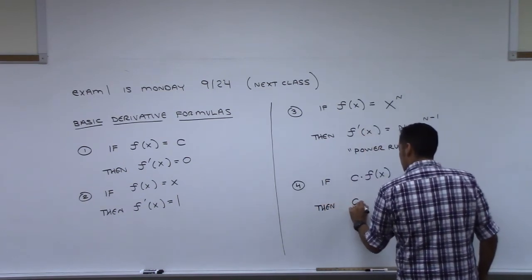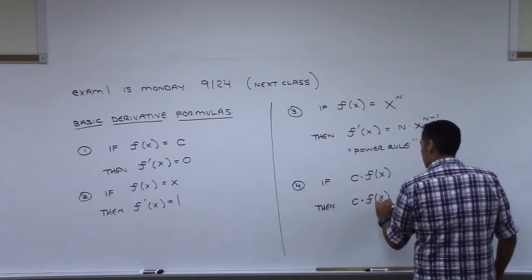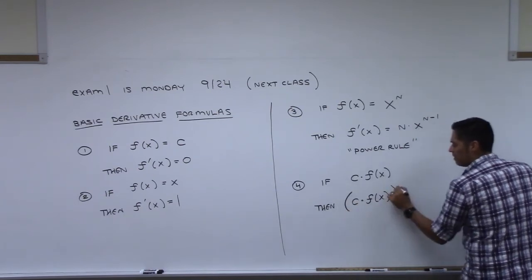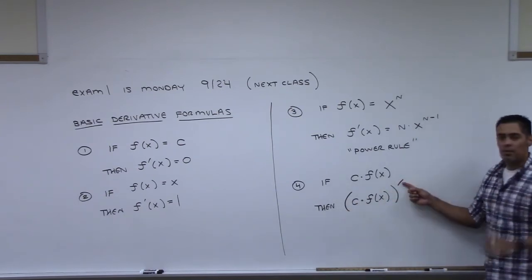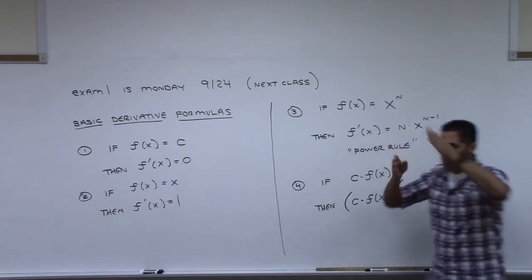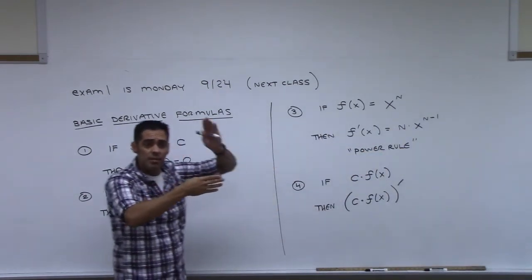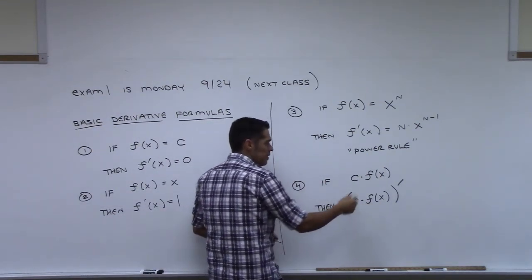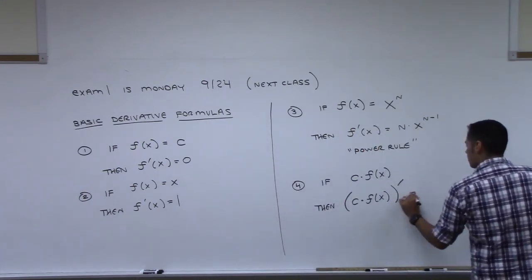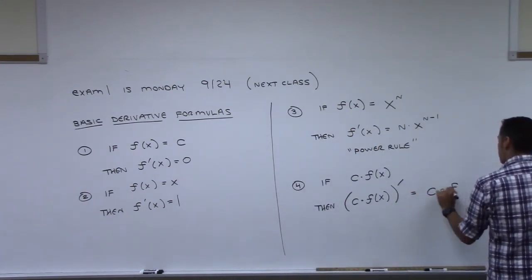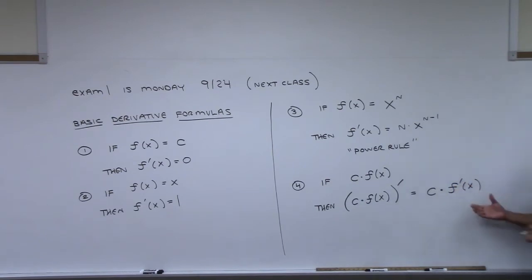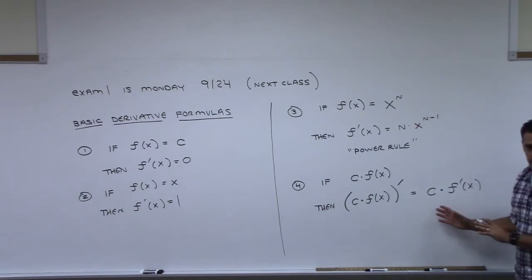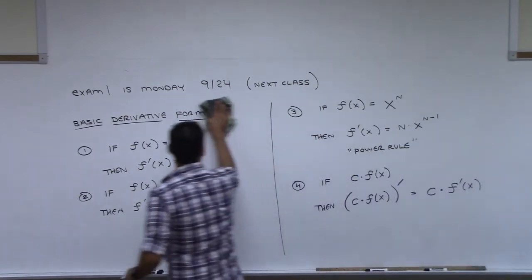Watch the way I write this. If we take the derivative of this, here's how I'm going to let you know I'm taking the derivative. I'm going to put it in parentheses and put that little prime mark that we've been using here. That prime means take the derivative, all right? So you have a constant times a function. Then if you take the derivative, this is equal to the constant times the derivative of the function. Okay, this can be confusing because it's all in letters. Let's do an example, and you'll see that this is no big deal. Okay? So here's how this works, Formula 4.